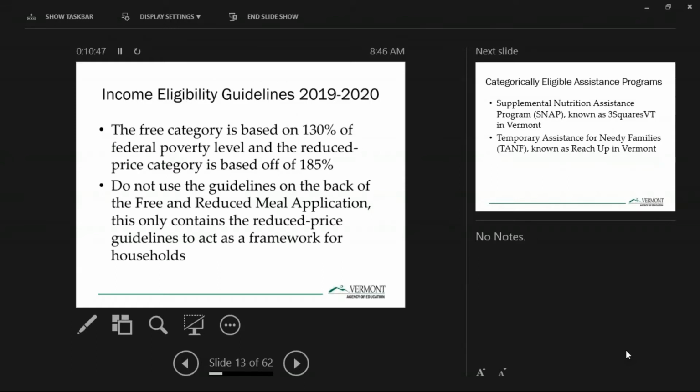The income eligibility guidelines are broken into folks that are approved for free meals and approved for reduced price meals based on their income. The free categories are based on 130% of federal poverty level, and reduced price categories based on 185% of federal poverty. Please do not use the guidelines on the back of the free reduced price meal application when you're approving applications or when you're doing verification, because these only contain the reduced price guidelines, which act as a framework for households so they know whether or not it's worth it for them to complete the application.